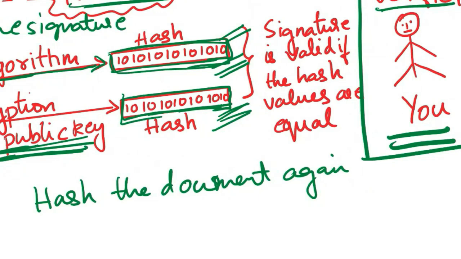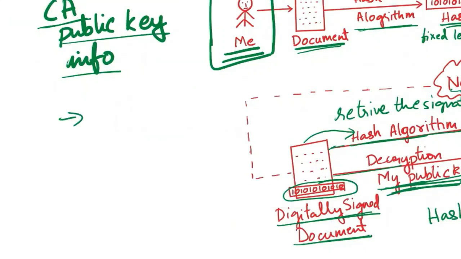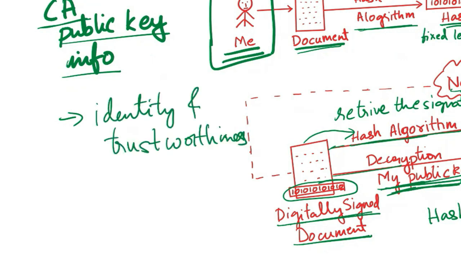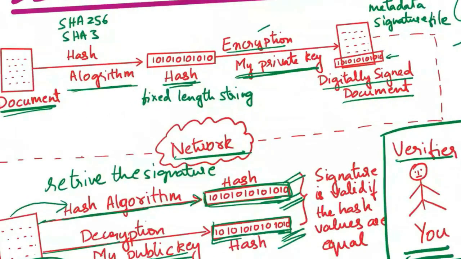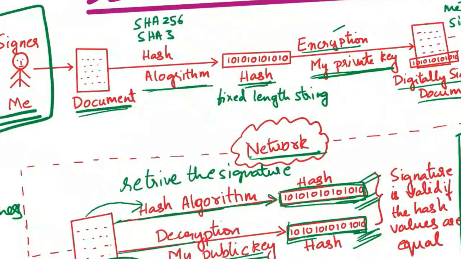So if this hash value and the decrypted value are exactly the same, then that means the document has not been tampered with. Optionally, you can check the signer's digital certificate to verify their identity and trustworthiness. Ensure that the certificate has not expired and was issued by a trusted CA. By following these steps, you can create and verify digital signatures to ensure the authenticity and integrity of digital documents or messages.